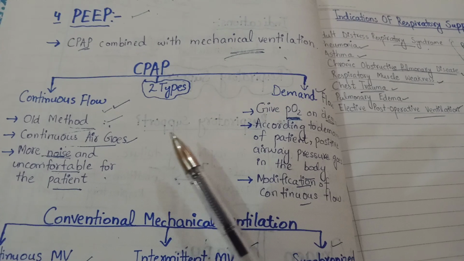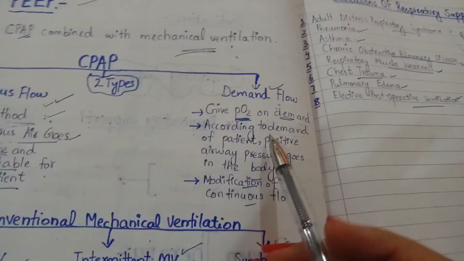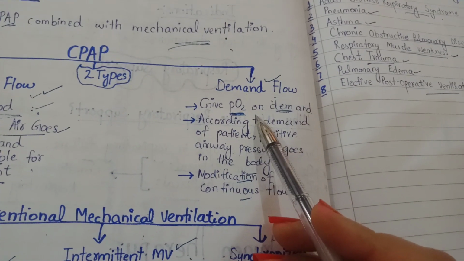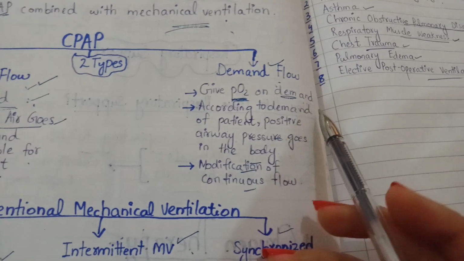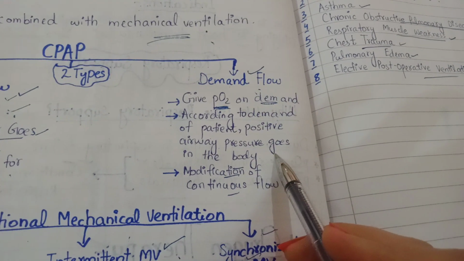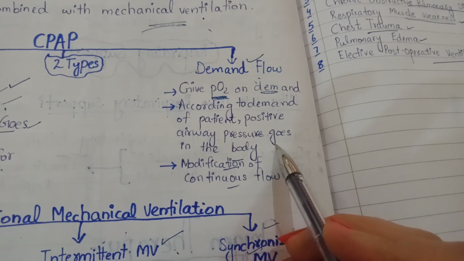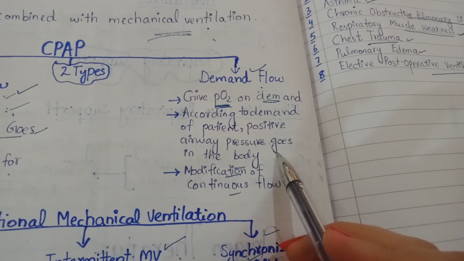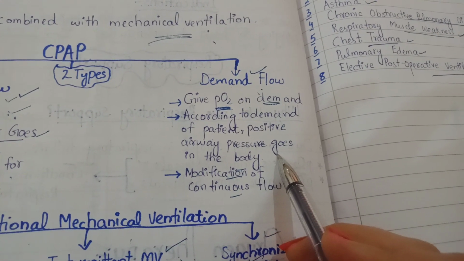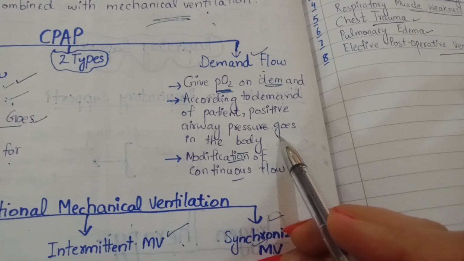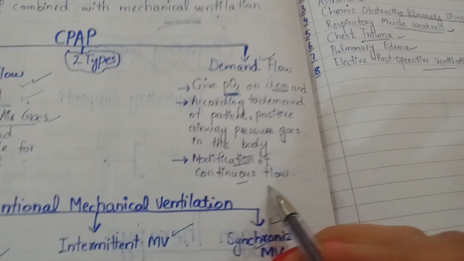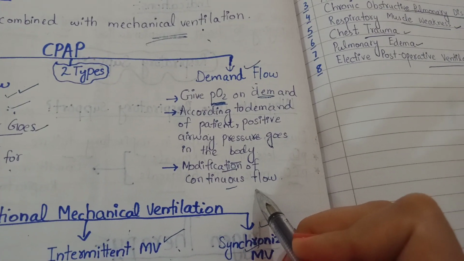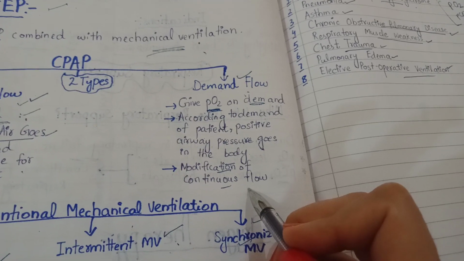Now we will discuss demand flow. Demand flow is the modification of continuous flow. As its name shows, it gives oxygen to the patient only on demand. According to the demand of the patient, positive airway pressure goes into the body. If the patient has no demand, no need, the air will never go into the lungs. Only on demand, only on need, the air will go into the lungs. It is a modification of continuous flow, as I have already told you, but it does not assist the work of breathing.